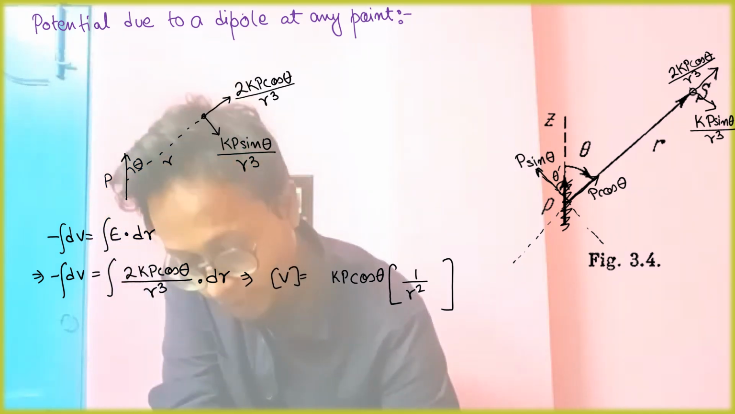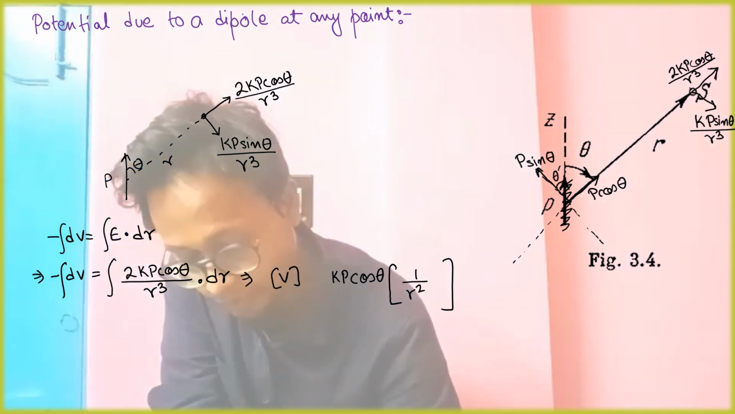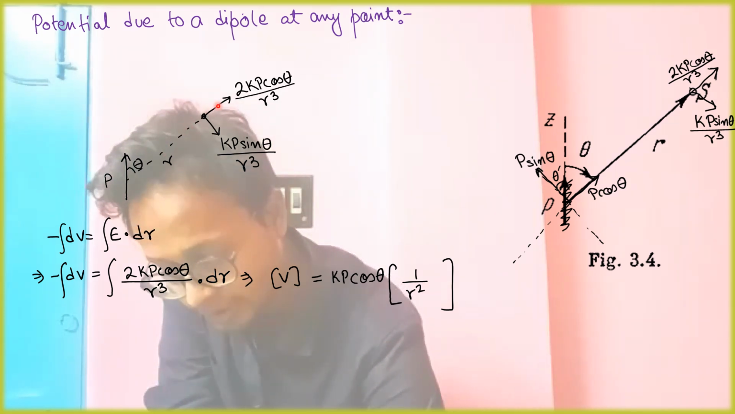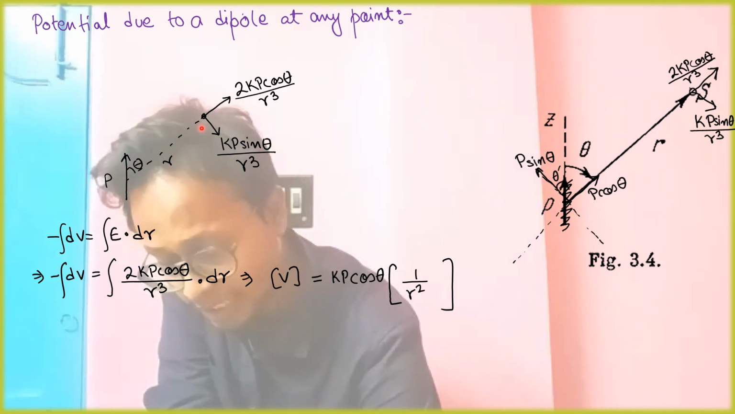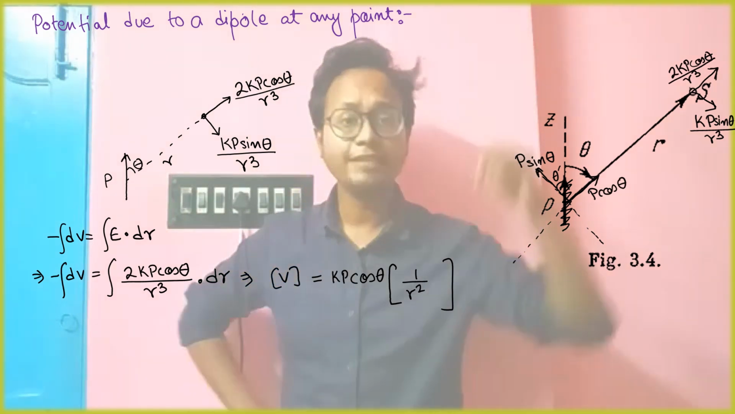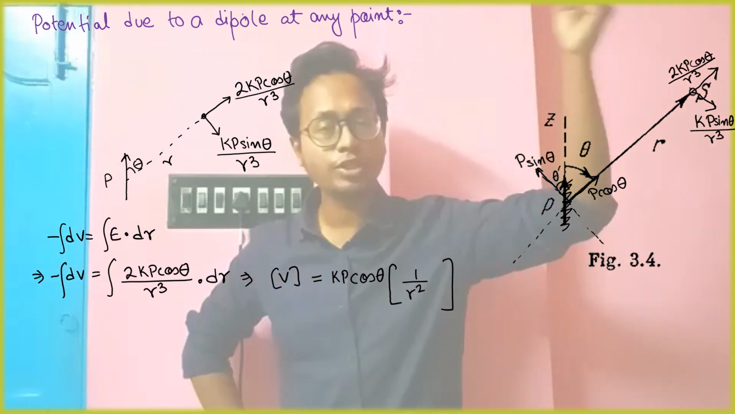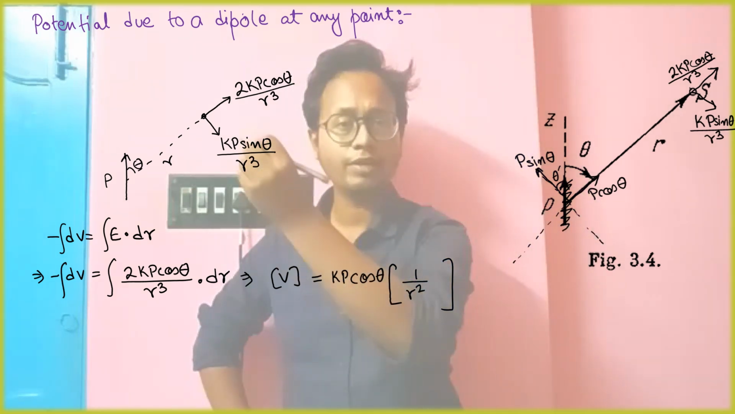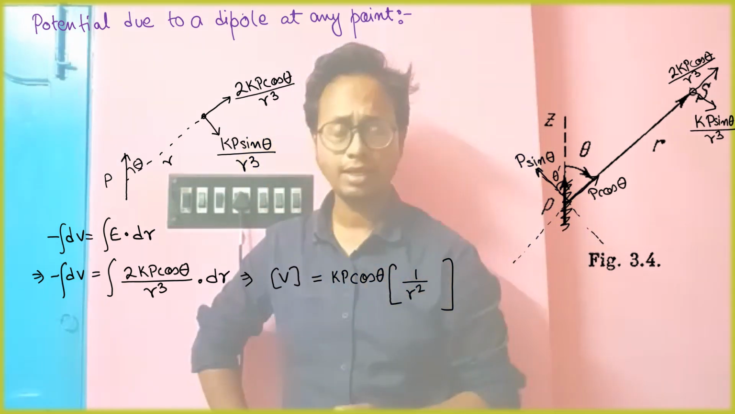Now the important part of the equation is the limits of the integral. Along this line, where is the datum point? See, the datum point is at infinity. At infinity, potential is 0. And as I bring it to this distance r, I have to find out the potential at this distance r.